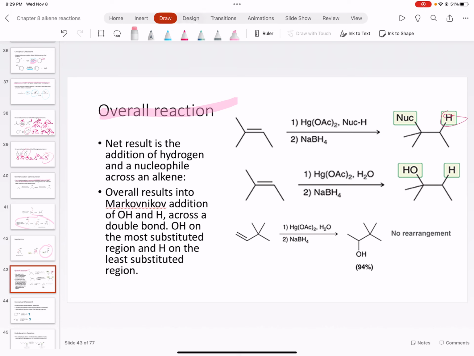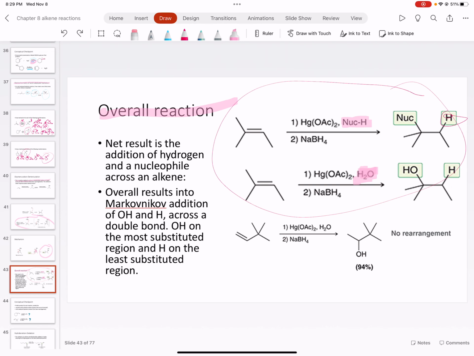So when you do your notes, I will put all of these ones, but it's mainly that you have to consider that this thing can change. You're going to get the same result, but this one won't be an OH, it will be something else different. But this thing will still go on the more substituted and hydrogen on the least substituted.